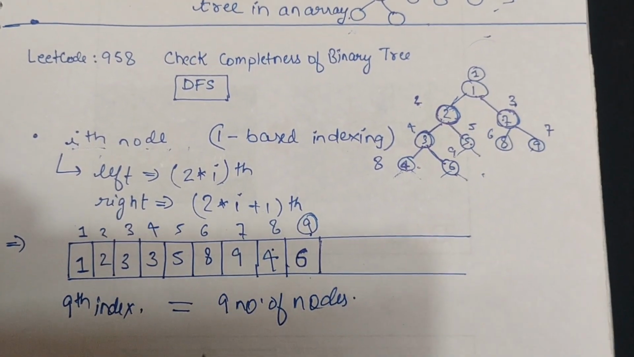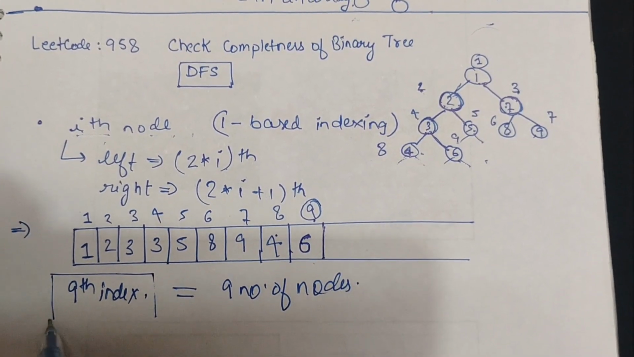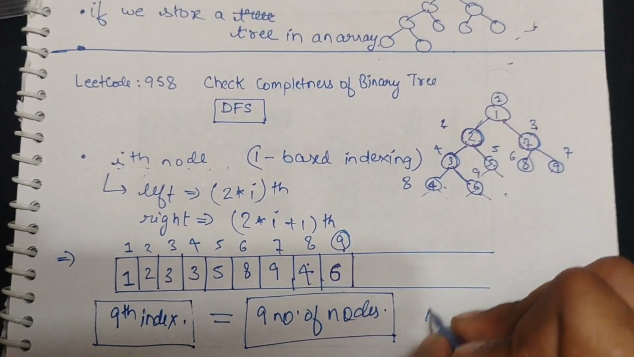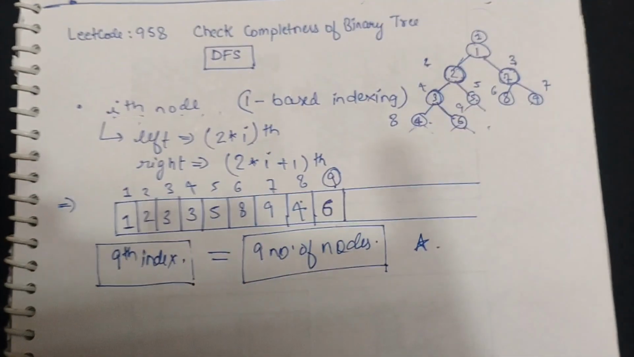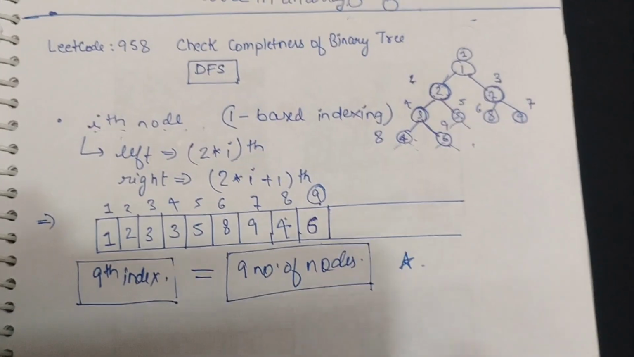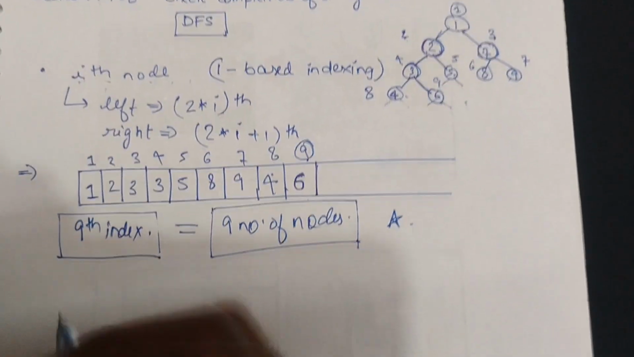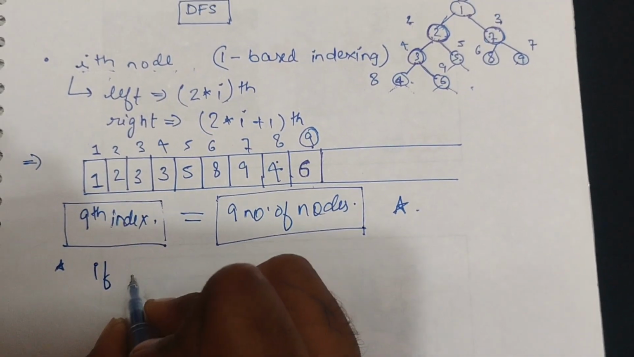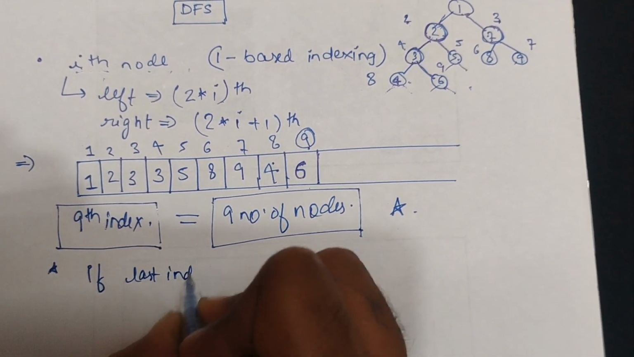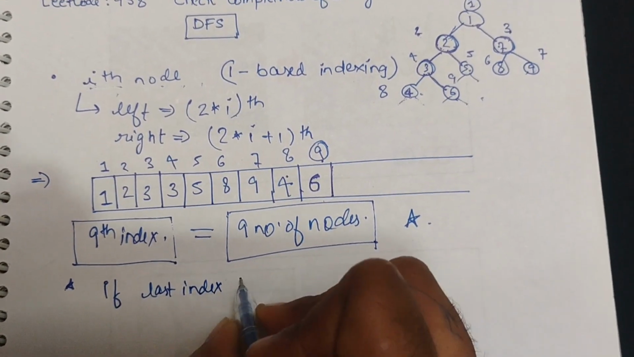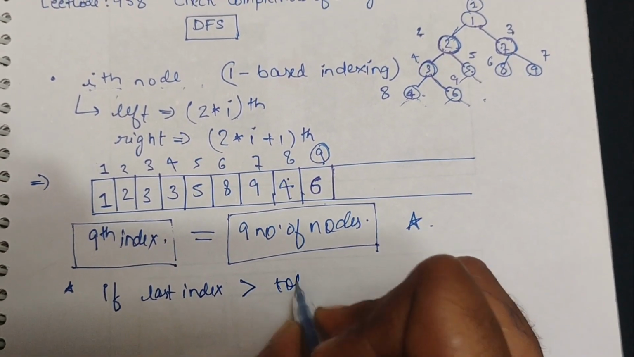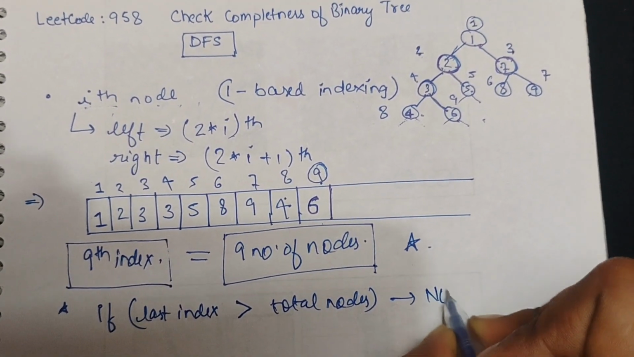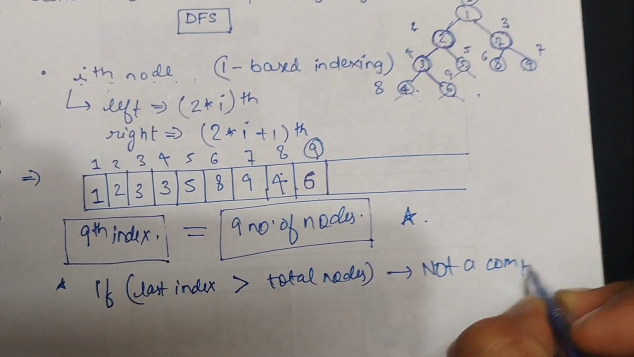So for a complete tree, the last index where a node is stored will be equal to the total number of nodes in this tree. This is a very important point, and our DFS approach will be based on this basic idea. That is, if the last index is greater than the total nodes, in that case I will say it is not a complete tree.